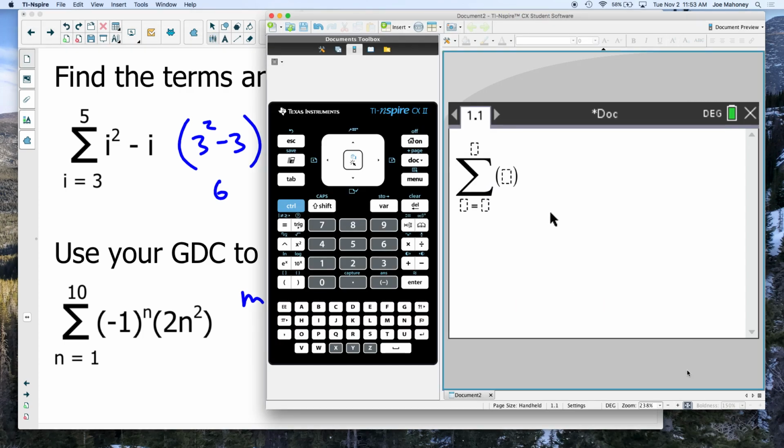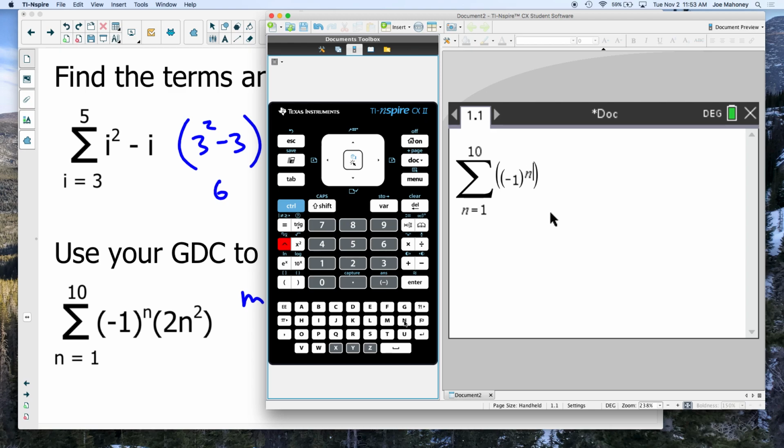Okay, we just need to type in these values. So I'll type in n down at the bottom, and n equals 1. And then from 1, we go to 10. And what we first want to do is the expression -1 to the n. Let's think about what that's going to do.